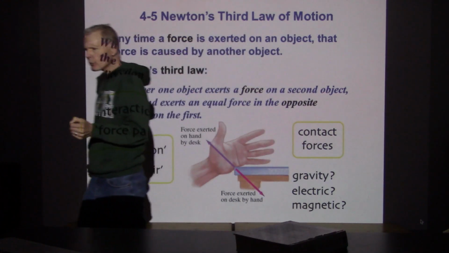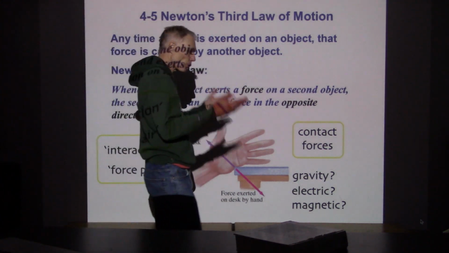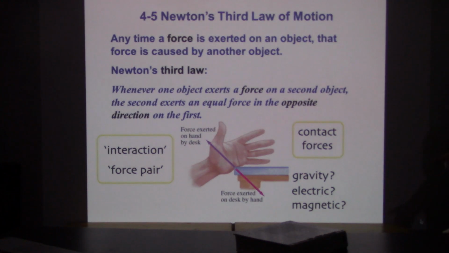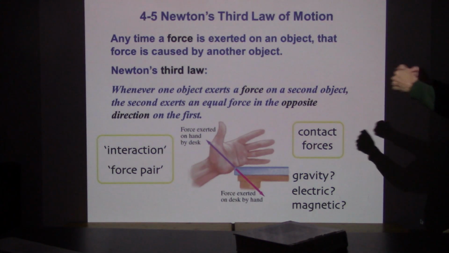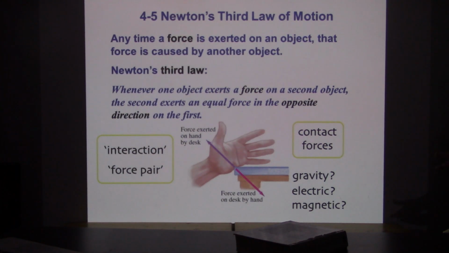Now, what about gravity? Did Newton intend the third law to apply to gravity? And he did. So the idea was that the Earth and the Moon exert gravitational forces on each other, and the Moon is pulling on the Earth, and the Earth is pulling on the Moon, and those amounts are equal.